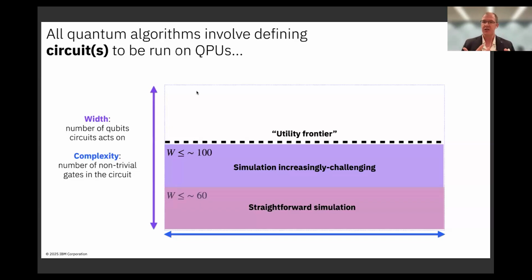Of course, for special kinds of circuits with special kinds of properties in certain kinds of situations, you can develop approximate methods that can help you simulate the action of that circuit. And at IBM, we've been talking about this concept for a couple of years now of the utility frontier, which is circuits that act on at least 100 qubits, where they are well beyond what you could brute force classically simulate, although maybe some classical approximation methods exist.